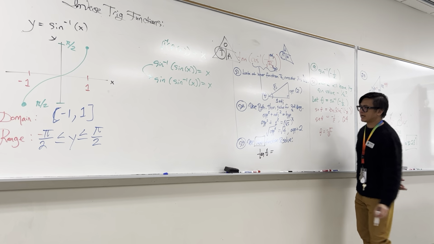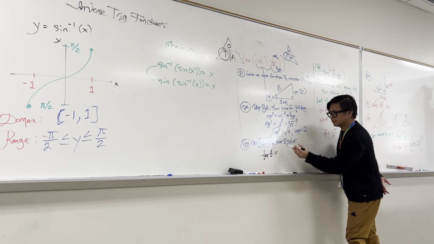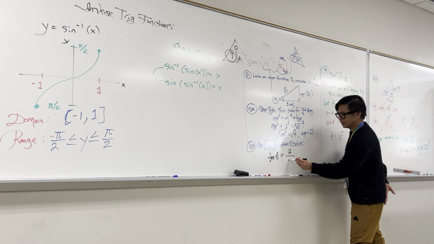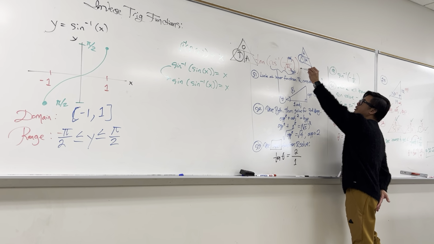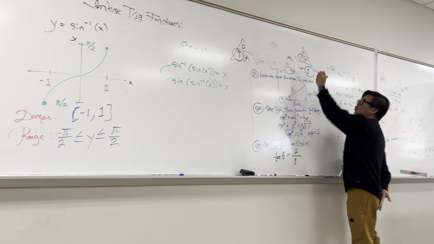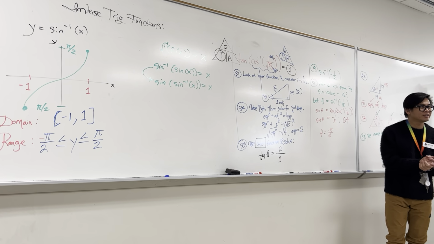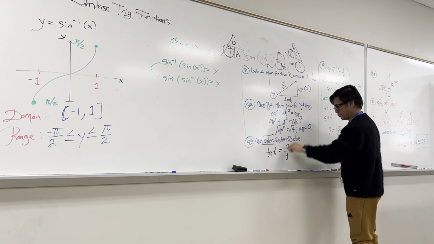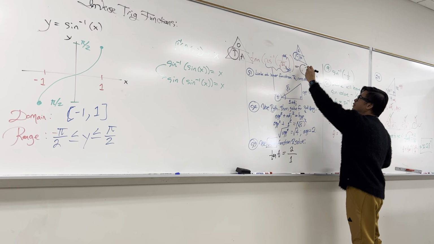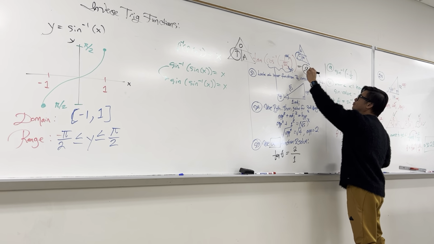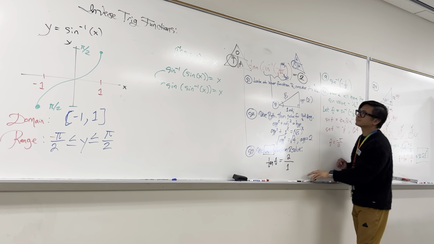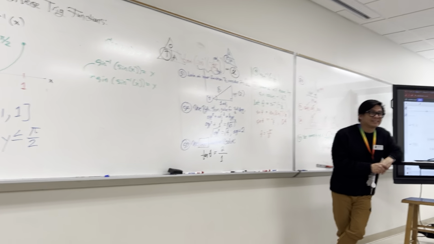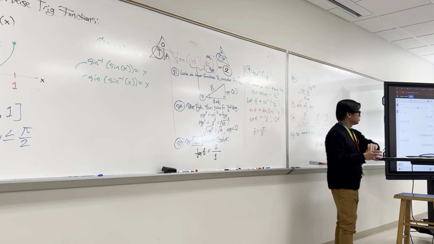So what's your opposite side once again? 2. What's your adjacent side? 1. So therefore, the answer in this case will be equal to 2 over 1, which is 2. Are we good?